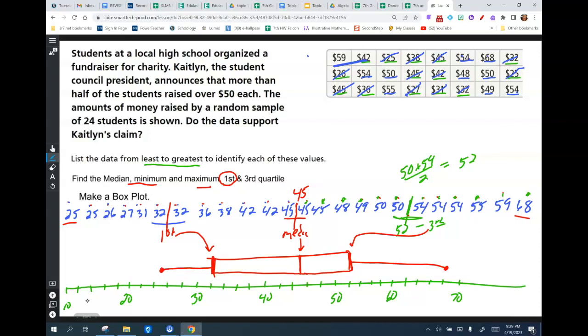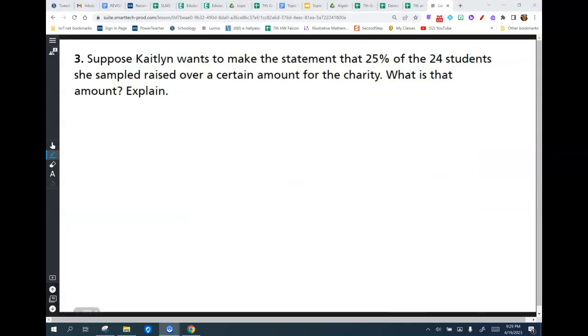Now, when you look at a box and whisker plot, you can see that it doesn't actually show individual data at all. Okay? So this is a box and whisker, and we'll practice some more of those in class. So suppose Caitlin wants to make the statement that 25% of the 24 students she sampled raised over a certain amount for the charity. What is that amount?